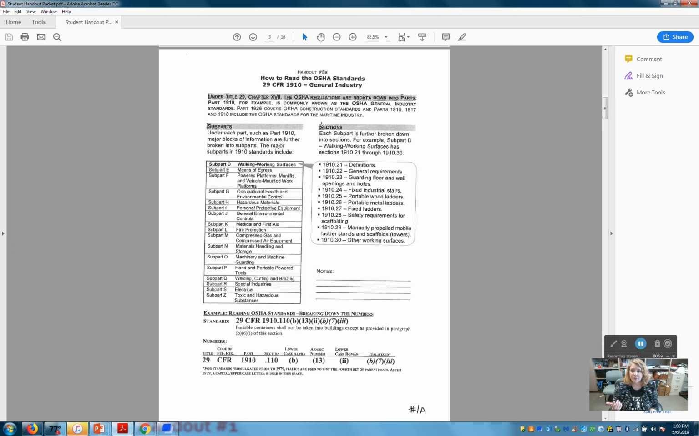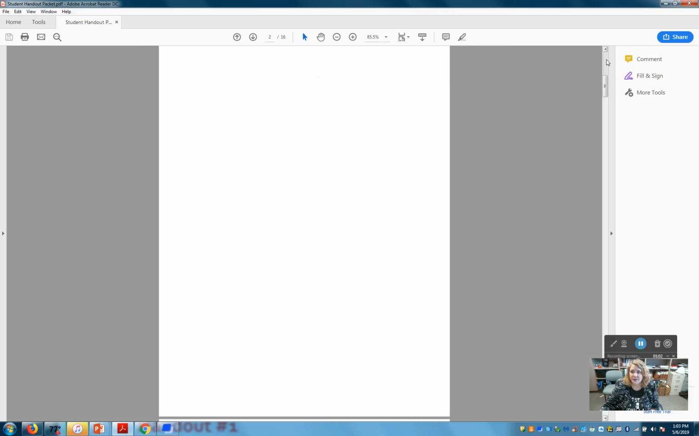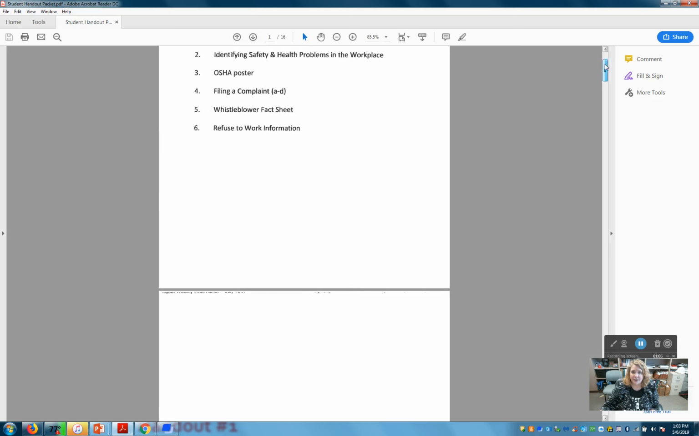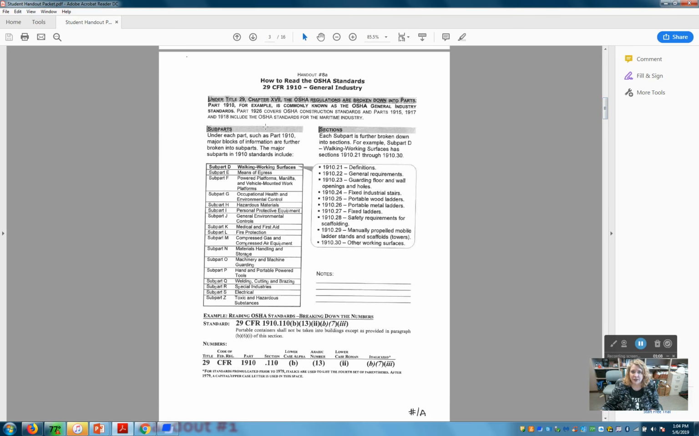Okay, so once again we're on the second page. It's just how to read the OSHA standards, and we're just at the general industry. As you can see here, they have subparts, and so when we read the numbers, and I'm kind of highlighting it here just so that you can see it, 29 is actually the title number, and the CFR means Code of Federal Regulations. It used to be a long time ago that the Code of Federal Regulations was printed, and you had to have those out all the time just to read those.